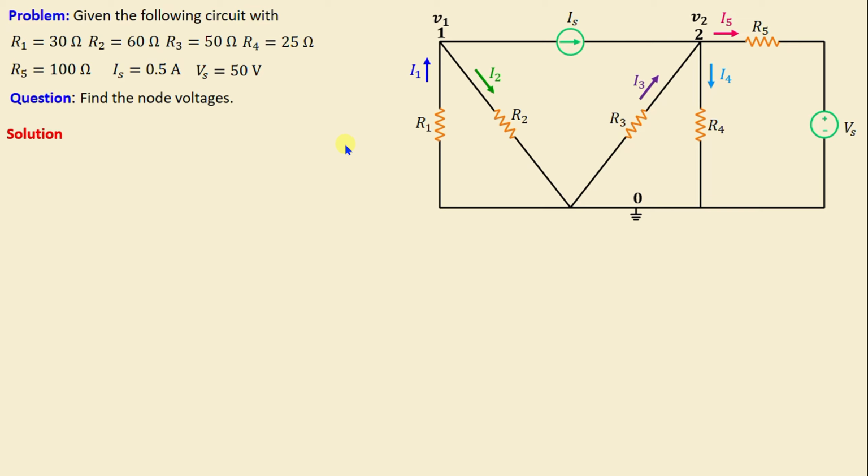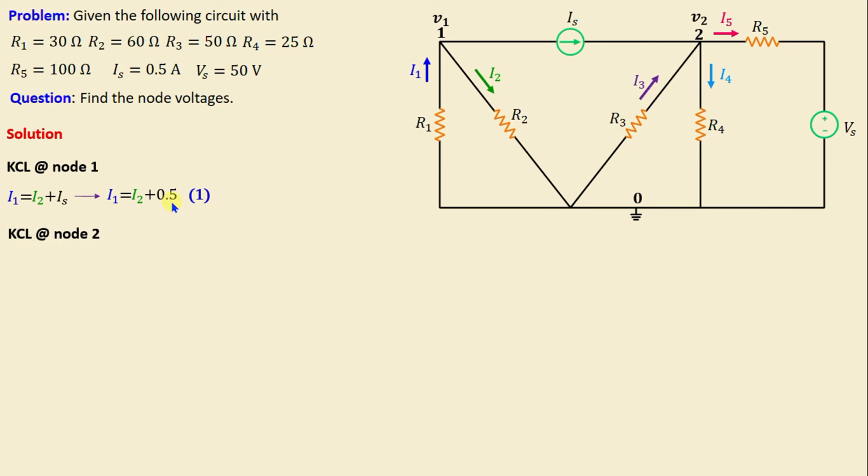Next, we will proceed to apply Kirchhoff's current law in each node. Let's start first with node 1. By applying Kirchhoff's current law at node 1, we can write I1 is equal to I2 plus IS. And if we replace IS with its numerical value, we obtain I1 is equal to I2 plus 0.5.